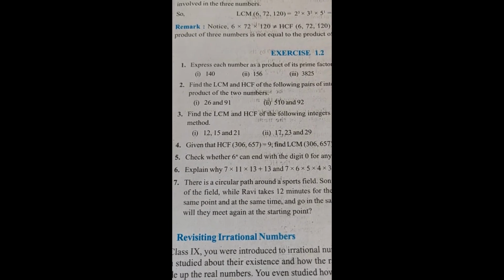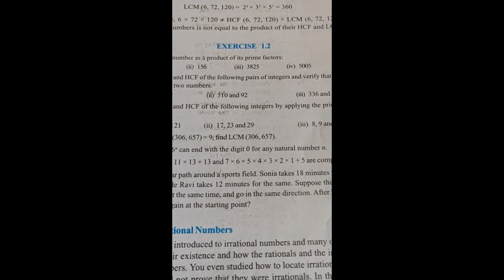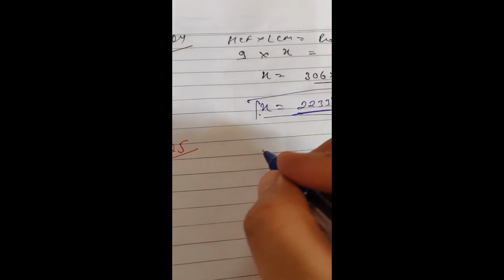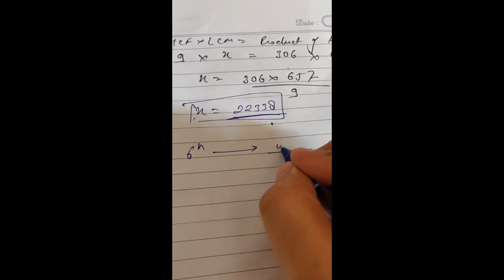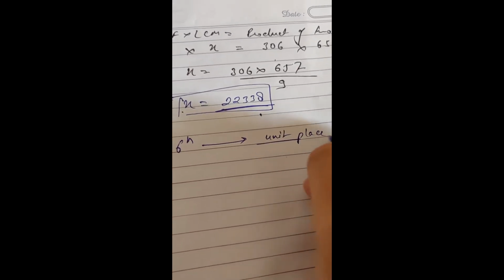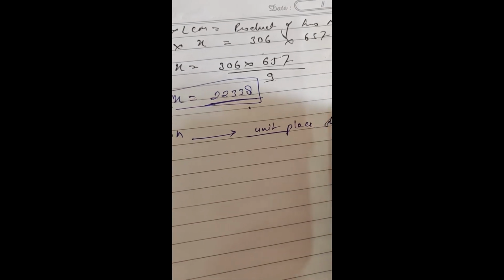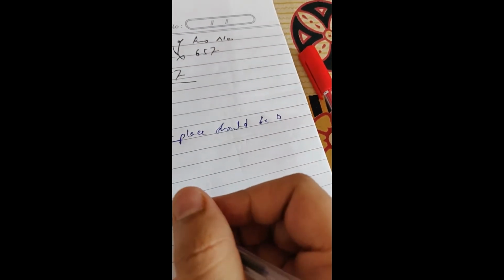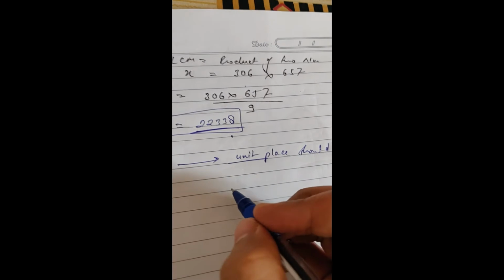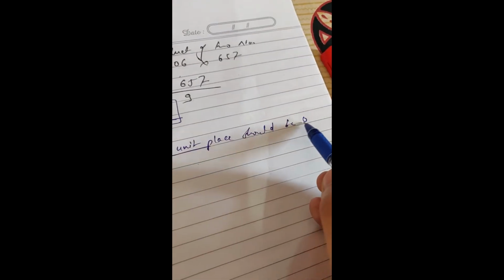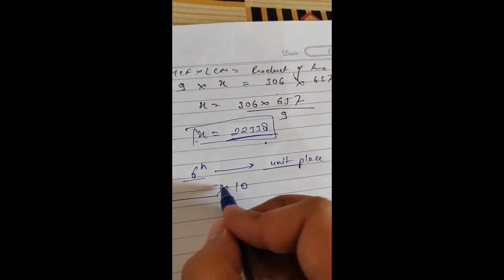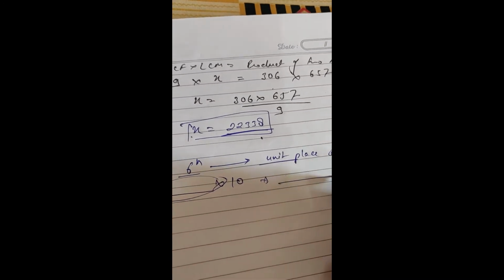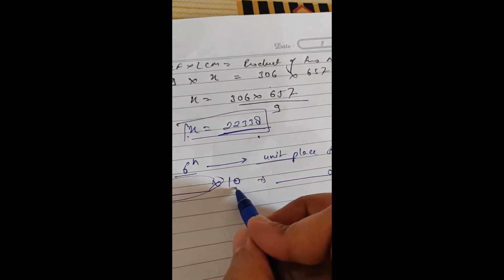Check whether 6^n can end with the digit 0 for any natural number n. Now let's say 6^n is to end with 0. That means the unit place should be 0. This is possible only if 6^n is a multiple of 10. Like if it is 0, you multiply it with any number, the result will be 0.